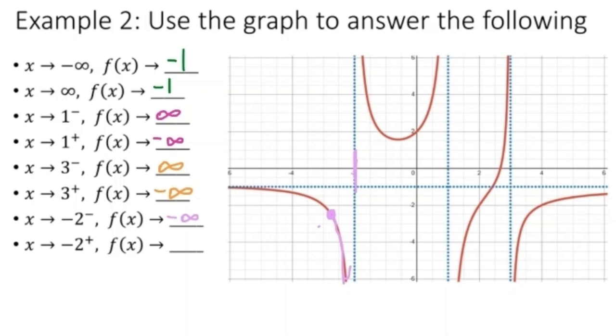As x approaches negative 2 from the right, I'm going to pick a point on the graph to the right of negative 2, and then proceed to trace the graph as we get closer and closer to x equals negative 2. And we see this time our graph increases without bounds, which means f of x will approach infinity.